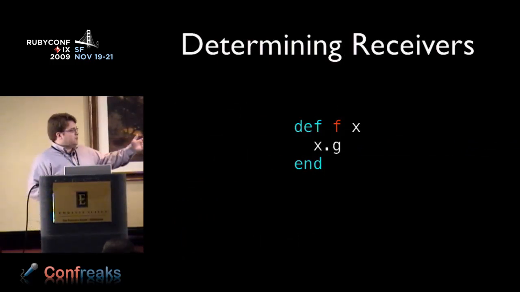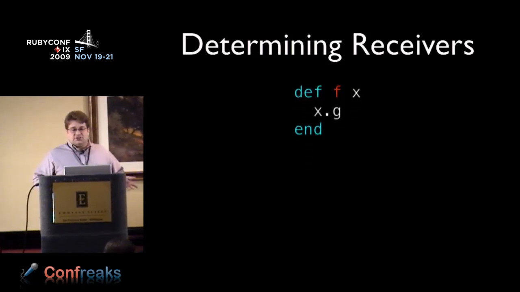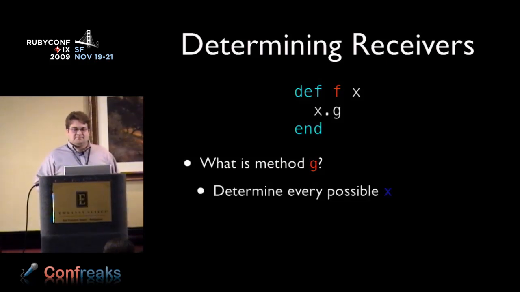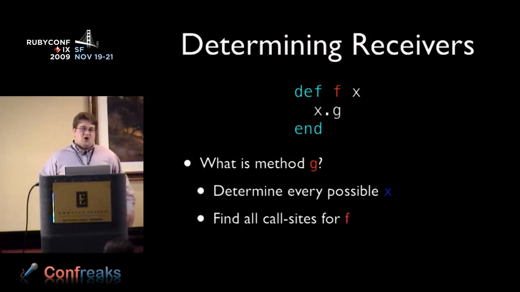If we have this simple method f that just takes an argument and then calls g on that argument, we need to know what g is in order to know whether or not we can partially evaluate calls to this method. That means that we need to determine every possible value of x that can flow into here, which means that we need to find all the call sites for f before we can make a decision about whether or not this thing is safe.